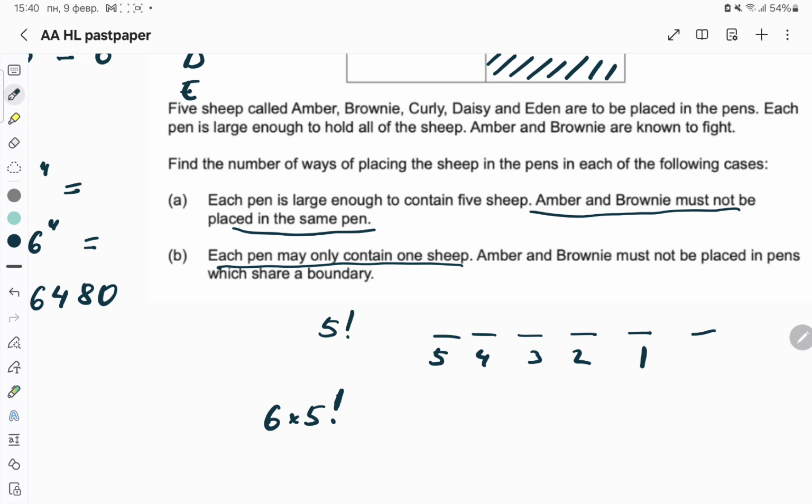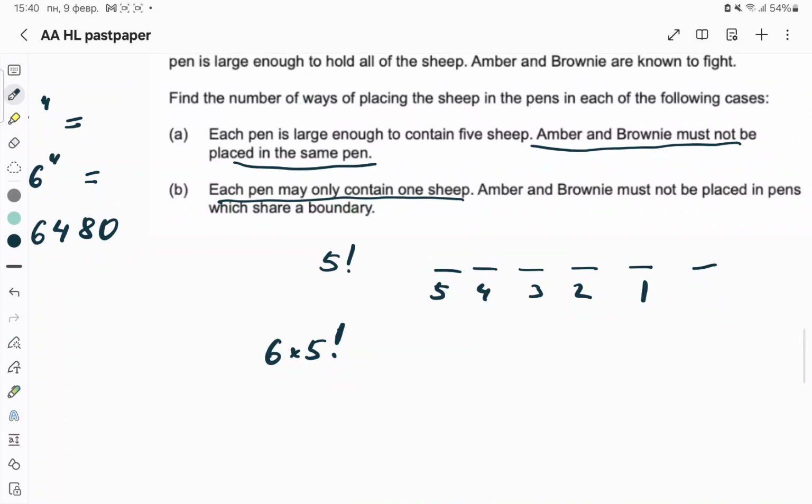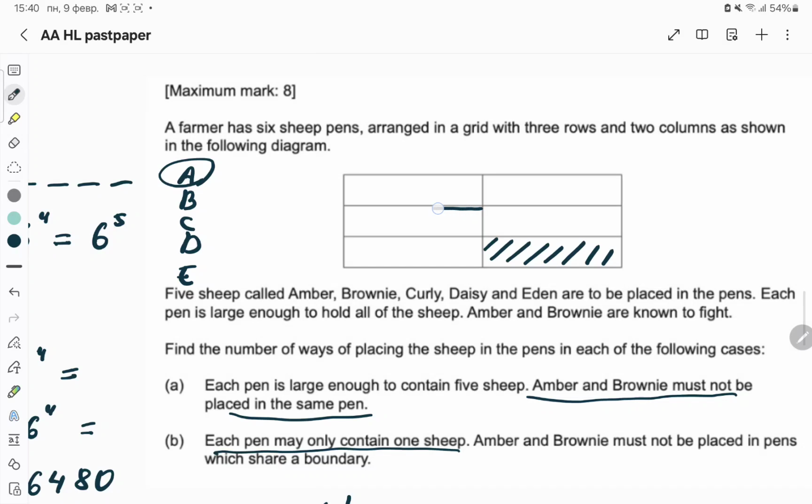And now let's consider the options where A and B are together. Okay, so how many options are there? We can say that if they're sharing the boundary, it means that there are 4 options total, 4 factorial. So they share the boundary, either this boundary or this boundary. So it is A and B here or there.